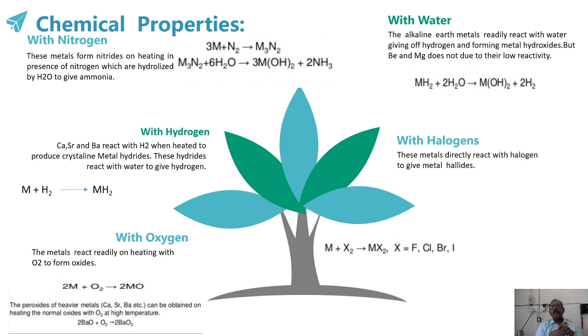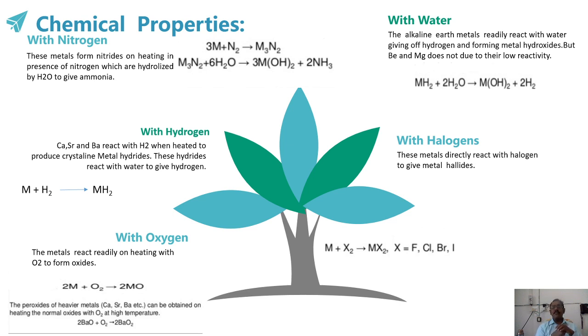The fourth one is with water. The metal reacts with water to form metallic hydroxide and hydrogen. A small correction: it is M. M reacts with water to give metallic hydroxides and hydrogen.